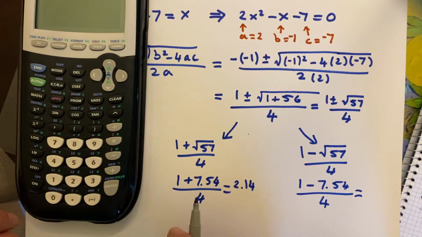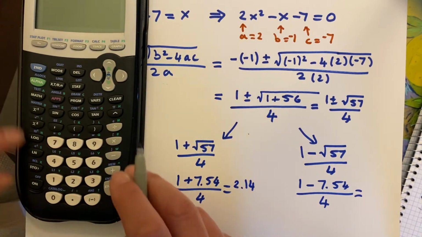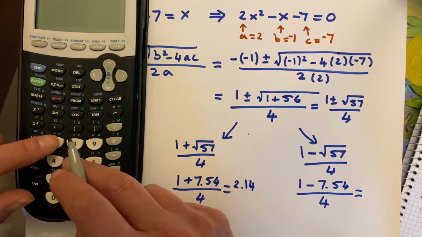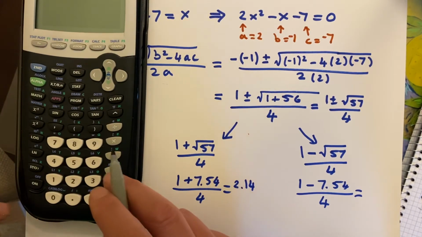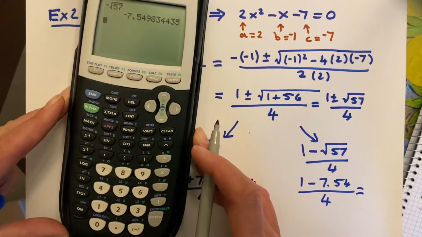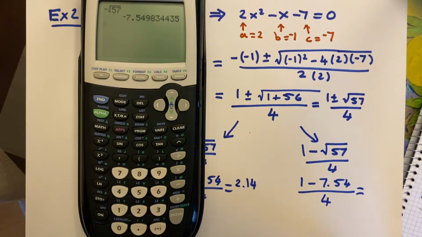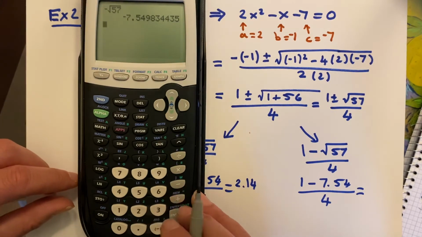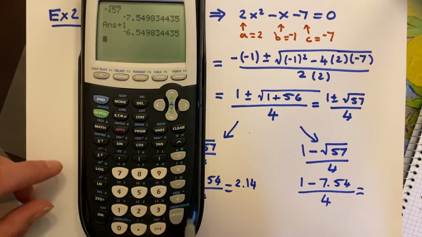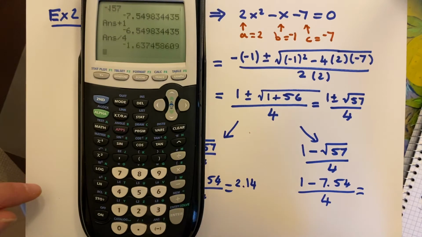and this time it's got to be a negative square root. Let me go back and do it right. Negative square root of 57. See that? Sorry if you didn't see the last one. Negative square root of 57 plus 1 divided by 4, negative 1.64.